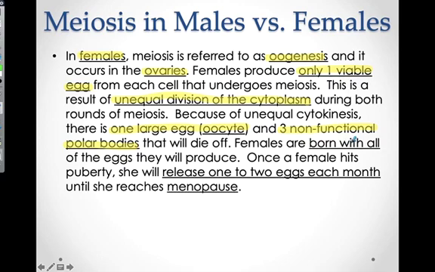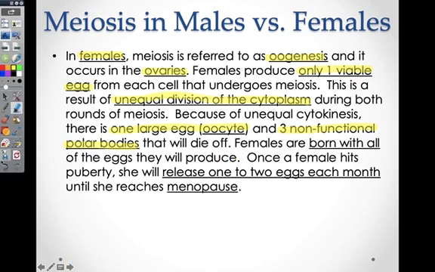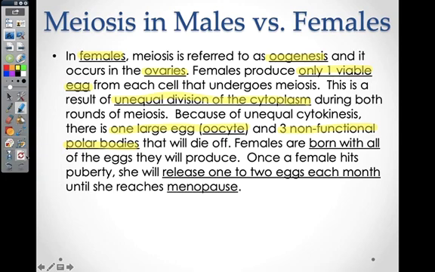Females are born with all of the eggs they're going to produce, and once they hit puberty, a female will release one or two eggs each month until she reaches menopause. If those eggs are not fertilized, her body gets rid of them through her period. That will happen until menopause. That's why women are not as likely to have babies when they get older, because they eventually run out of eggs, whereas men will produce sperm throughout their life. Okay, so I think that's pretty much it for mitosis versus meiosis.